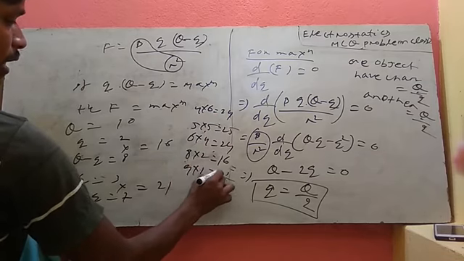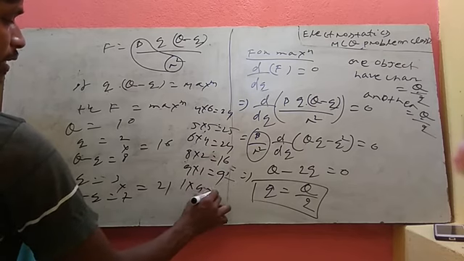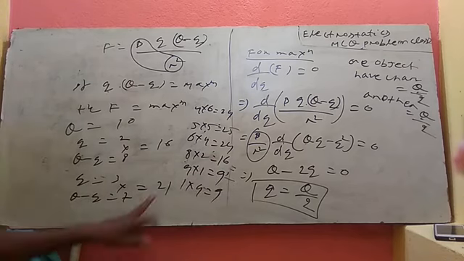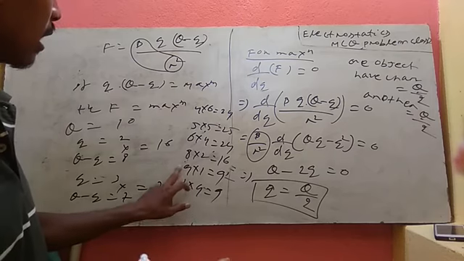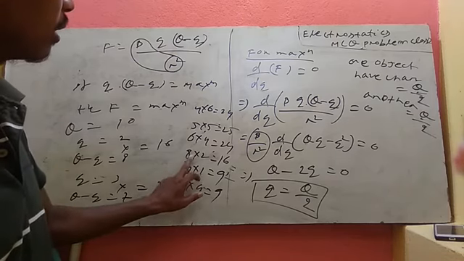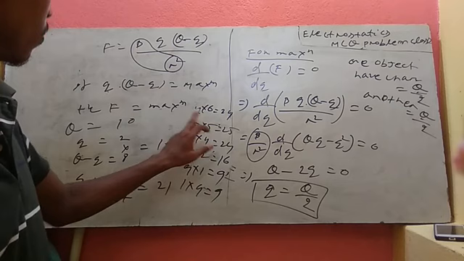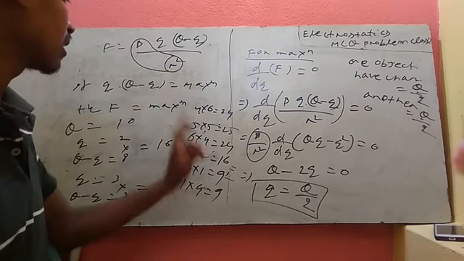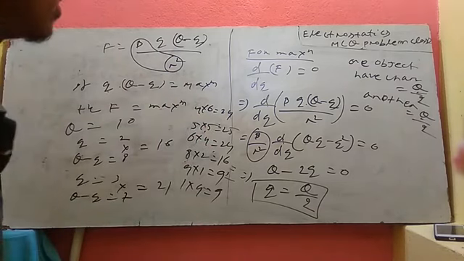9 into 1 is 9. 1 into 9 is 9. Because 1 and 9, total charge is 10. 9 and 1, 8 and 2, 10... 6 and 4. But here, in which case is the maximum value available?